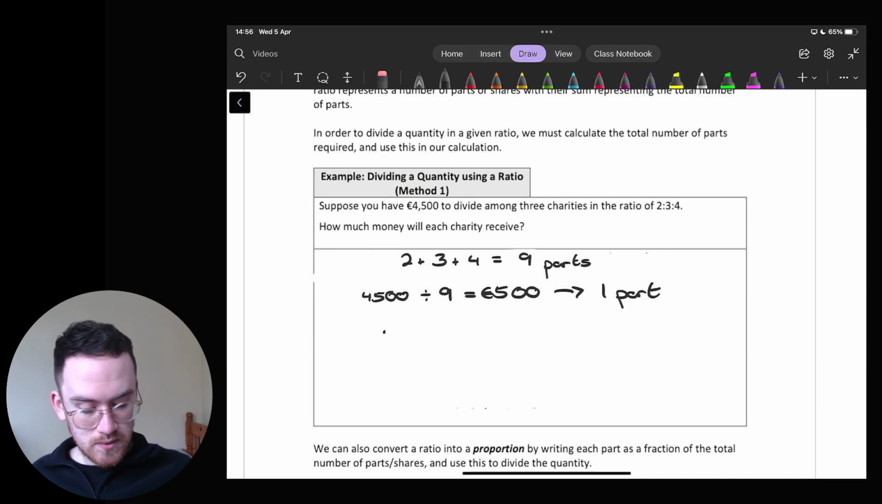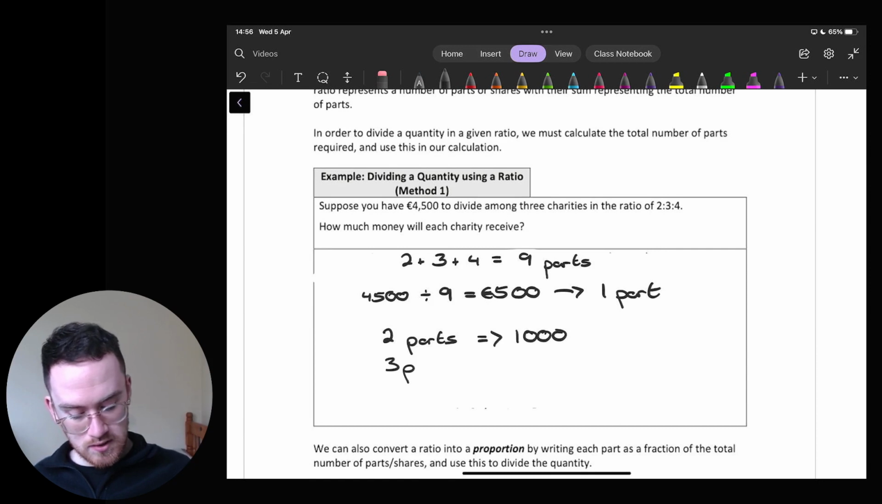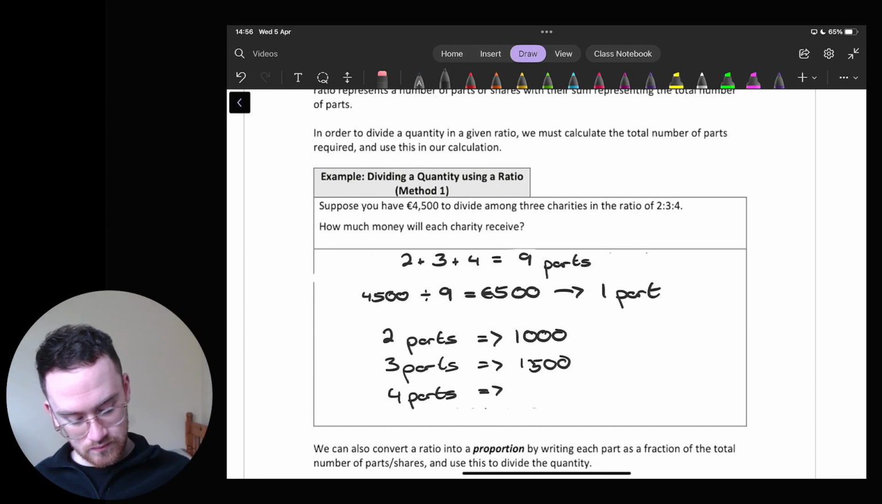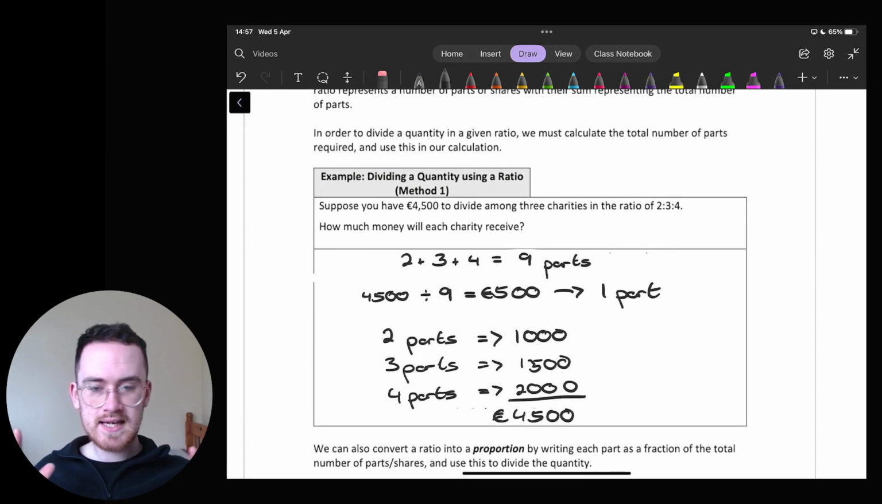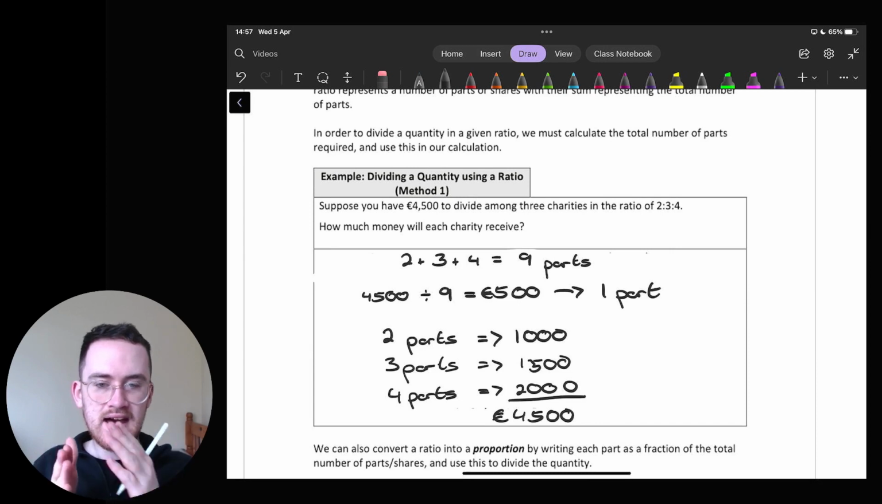So what that means for me then is 2 parts is going to be 1,000, 3 parts will be 1,500, and 4 parts is 2,000. And if we add those together, we should get back to where we started, because obviously if I've divided out the prize between these 3 charities, then if I add up how much each charity got, it should still be the total I started with.